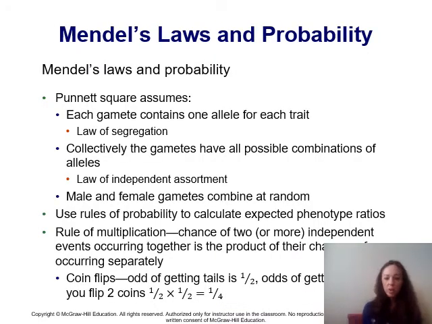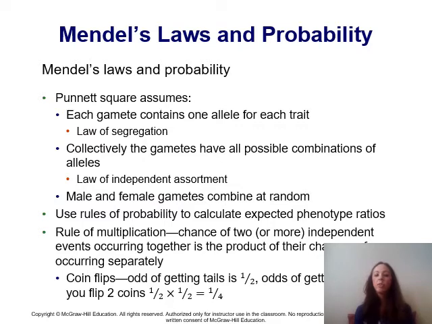So the Punnett squares that we just saw assume both of Mendel's laws of inheritance and that male and female gametes combine at random. Punnett squares can get really complicated, but thankfully there's an easier way of figuring out the probability of the offspring inheriting one allele or another. And it is called the rule of multiplication.